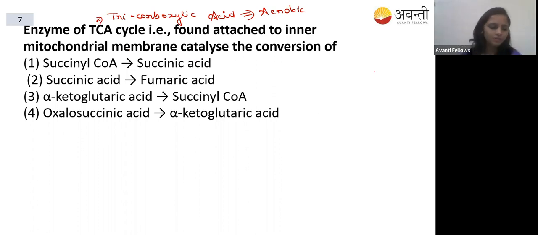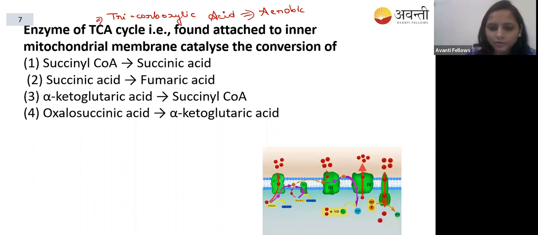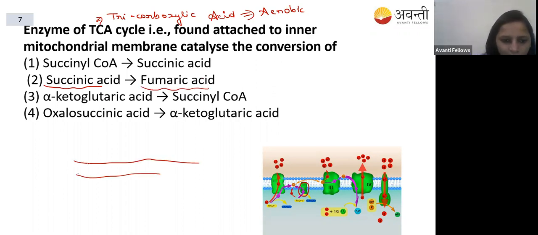Do you remember, guys? There is an enzyme, and that enzyme name is succinate dehydrogenase. Here you can see the inner mitochondrial membrane, and there is an enzyme. This enzyme is helping in the conversion of succinic acid to the fumaric acid. So this is the mitochondrial membrane. Here complex 1 is there, here complex 2 is there, and so this enzyme.